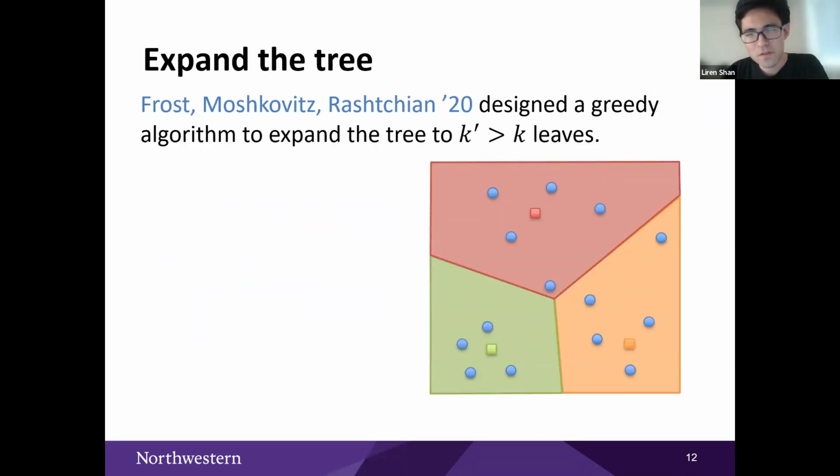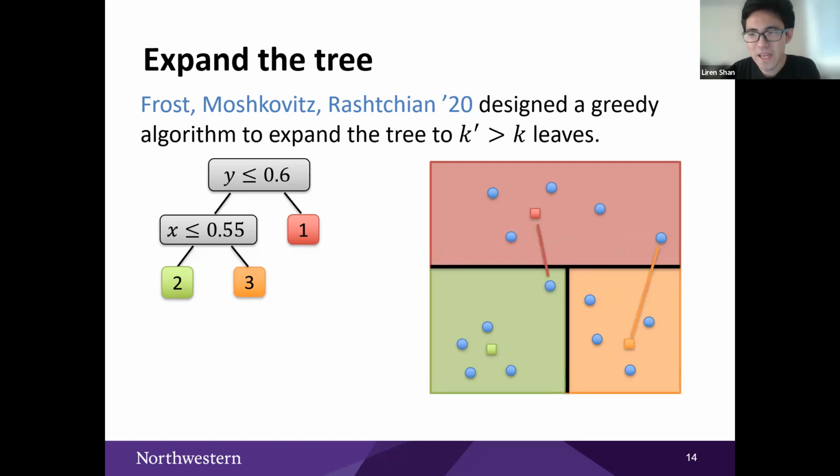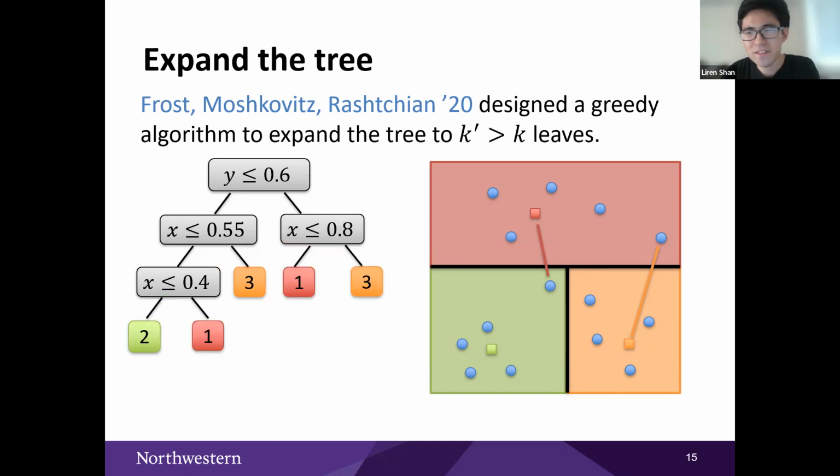To get a better approximation ratio, Frost et al. designed a greedy algorithm to expand the tree to more than k leaves. The following figure shows the optimal unconstrained k-means clustering. If we pick the left threshold tree T with 3 leaves, then we will separate two points from their closest center. However, if we add 2 threshold cuts and reassign these 5 leaves, then we can obtain the same clustering as the optimal k-means clustering. This shows a trade-off between the cost of explainable clustering and the explainability. Their experiments showed that this greedy algorithm performs very well in practice.